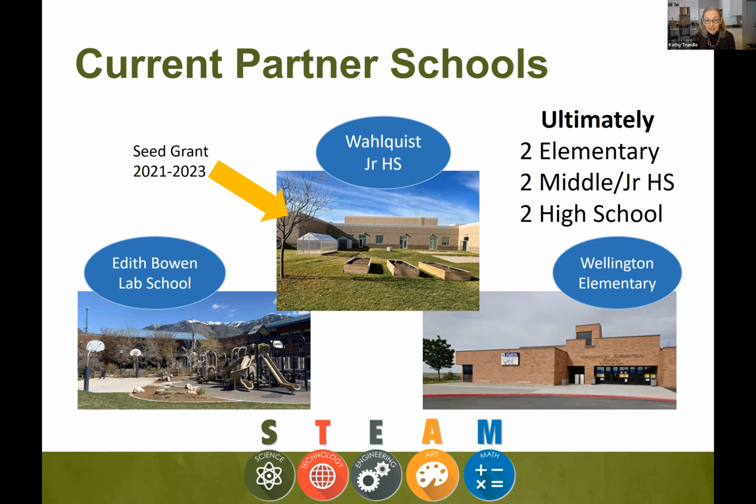So Walquest Junior High School, we're already gathering data. The data from this seed project is informing the work that we're doing with Edith Bowen Lab School, which is here on the Utah State Logan campus. It is a K-6 school. And then Wellington Elementary is down near Catherine, near Price. Ultimately, we will have 2 elementary schools, 2 middle and junior high schools, and then 2 high schools. And they will be clustered, 2 in northern Utah, 1 at each grade level in northern Utah, and 1 at each grade level in central Utah.